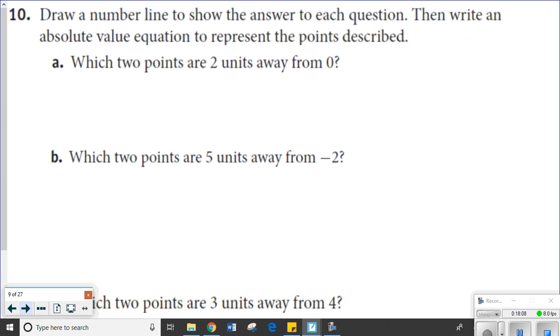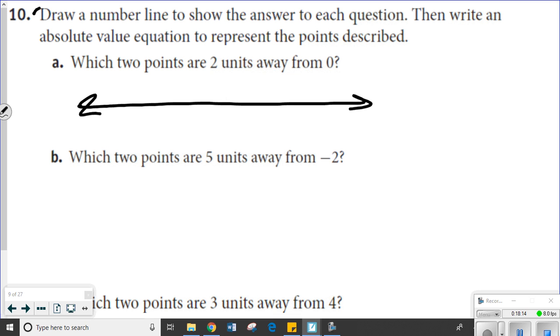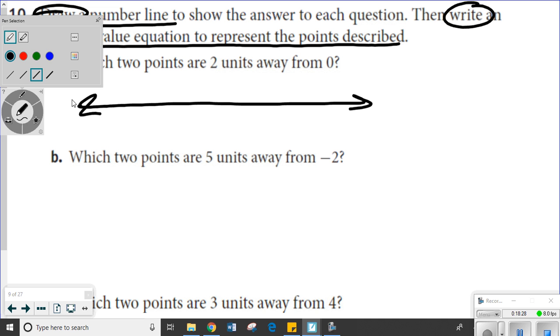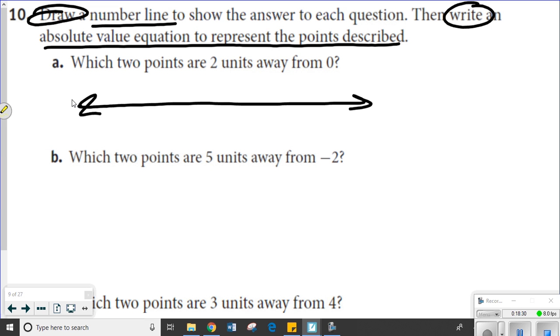Moving on to question 10. We're going to draw a number line. Okay, here's my number line. Draw a number line to show the answer to each question. Then write an absolute value equation to represent the points described. Which 2 points are 2 units away from 0?